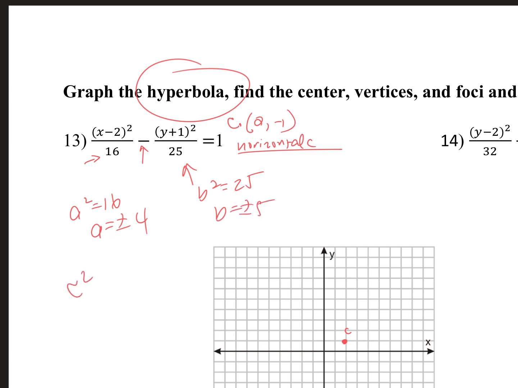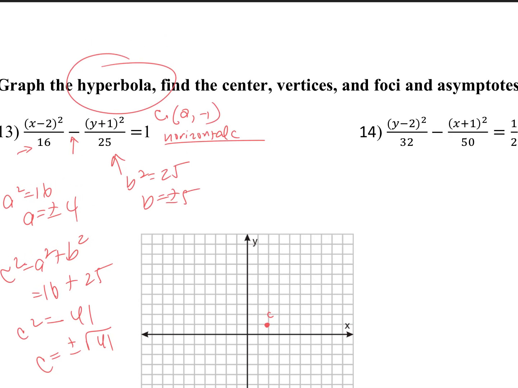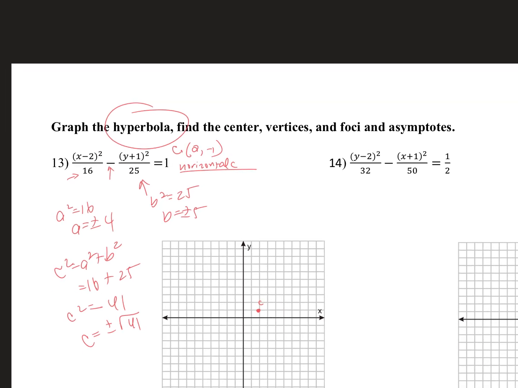Well, how do we find c? How do we find the foci? It's a squared plus b squared. So I have 16 plus 25. C squared equals 41. So my C value is plus or minus the square root of 41. So now find the center. We did that right here. Find the vertices. That means I'm going to add and subtract what number to what letter. I'm going to find my vertices.